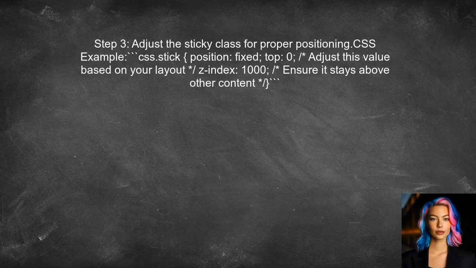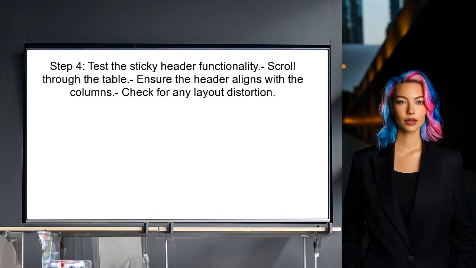Additionally, the user should check the CSS for the sticky class. It's important to ensure that the sticky header does not overlap with other content. Adjusting the top property can help position it correctly. Finally, the user should test the implementation by scrolling through the table. They should verify that the header remains aligned with the columns and does not distort the table layout.